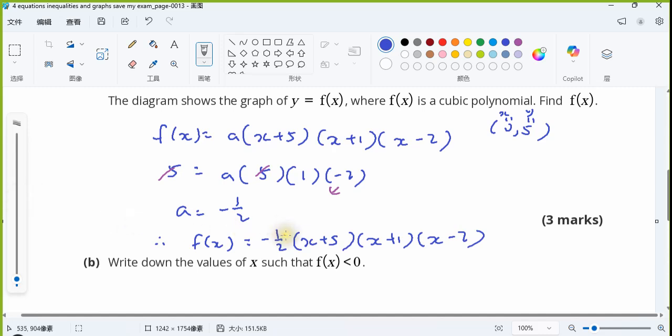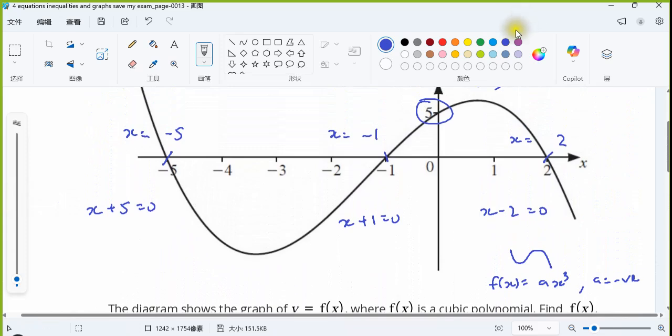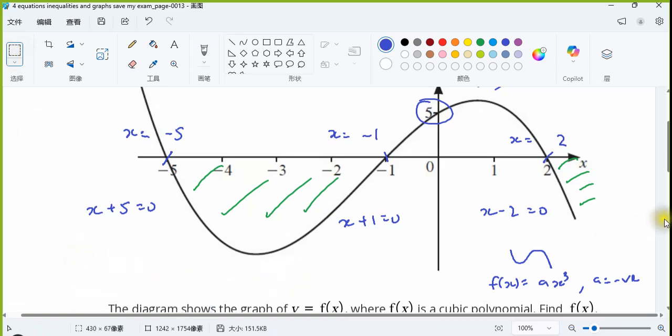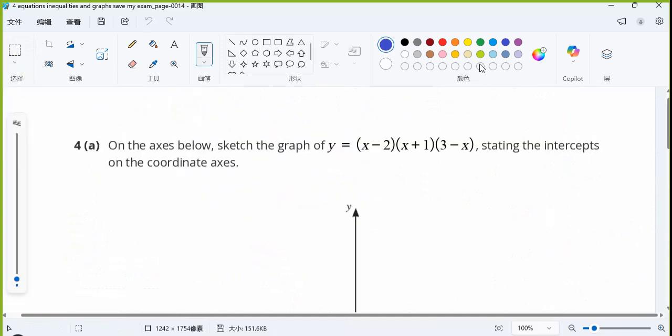Next, write down the values of x for which f(x) is less than 0. For f(x) less than 0 will be this part and this part. So we will have less than, without 0. So x is between negative 5 and negative 1, and x greater than 2. So in these two parts, f(x) is less than 0.